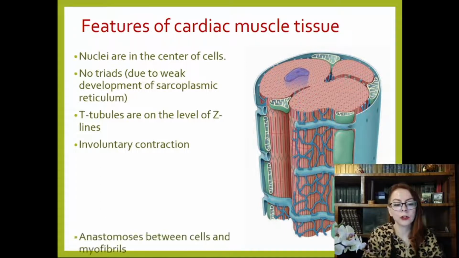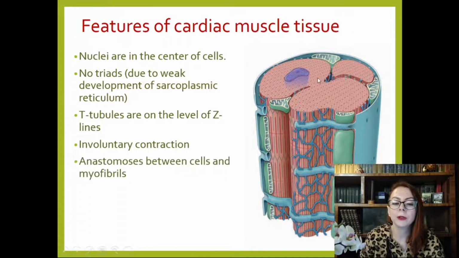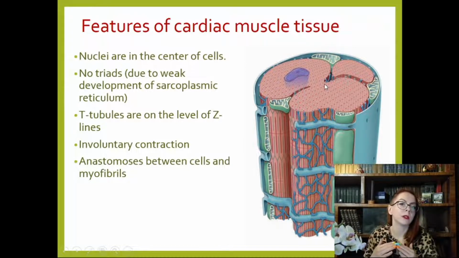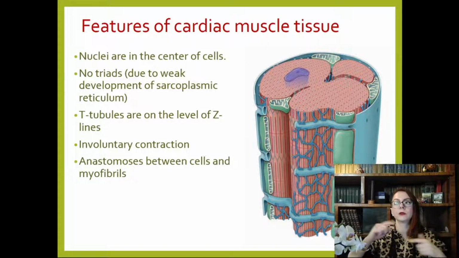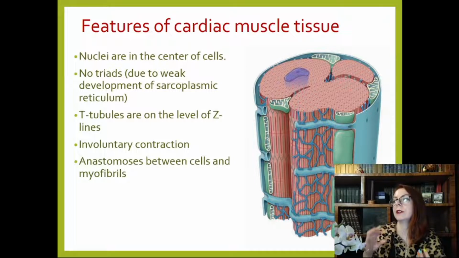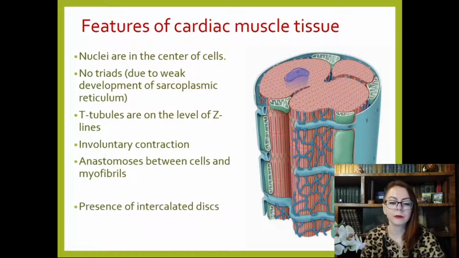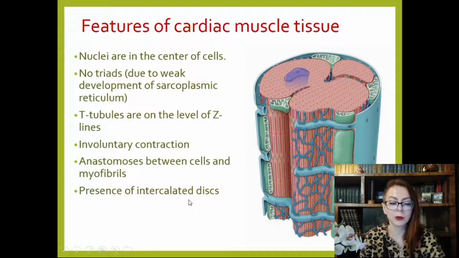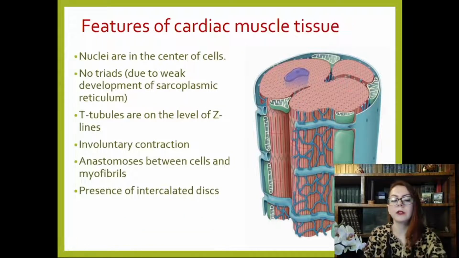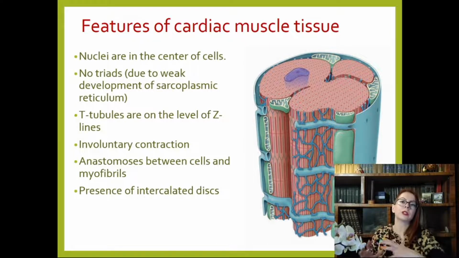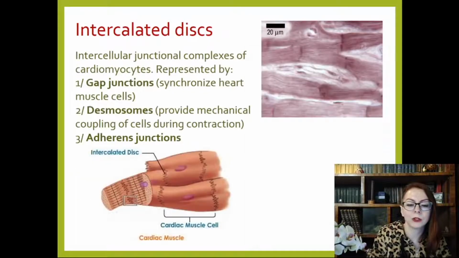Then involuntary contraction, of course. Then myofibrils and cells anastomose with one another to synchronize their contraction, because in skeletal muscles, fibers contract independently. That's why we can perform very exact and very scrupulous movement. In cardiac muscle, all fibers work together. And there is the presence of intercalated discs, as we have said. Also, cardiac muscle tissue has a special source of development: it derives from the splanchnopleura, or the visceral layer of the lateral plate mesoderm. That's the difference.